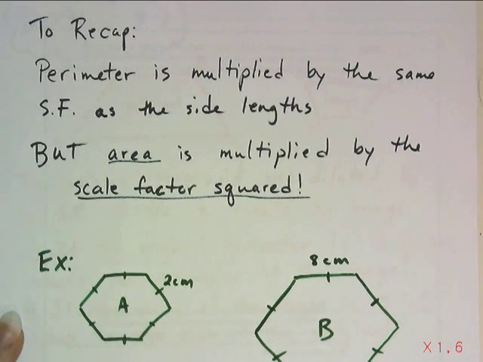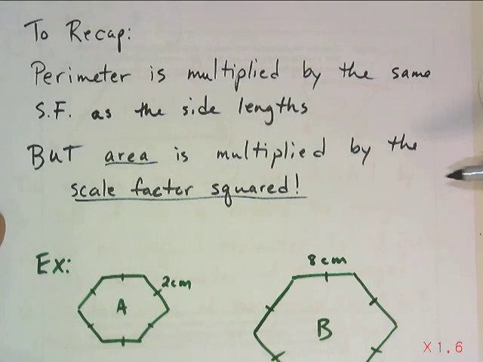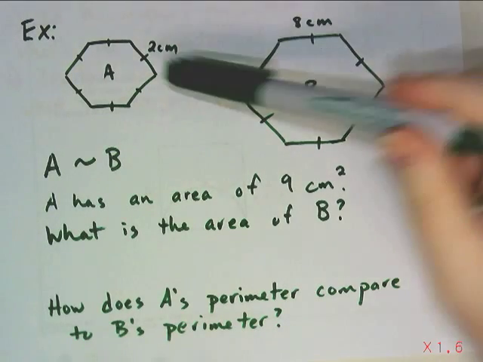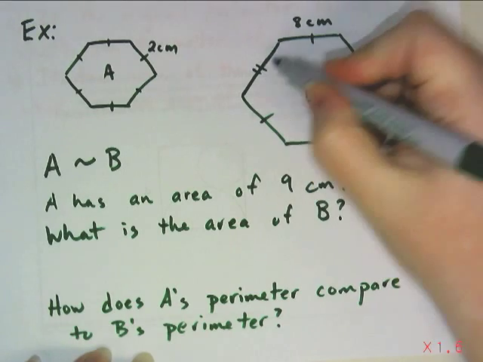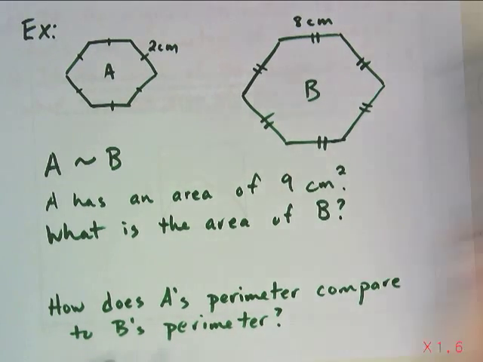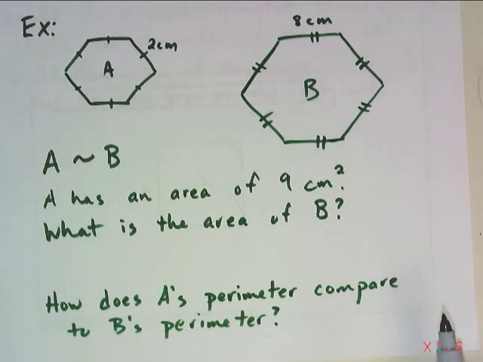So to recap, perimeter is multiplied by the same scale factor as the side lengths, but the area is multiplied by the scale factor squared. Here are some hexagons. And, oh, again, I need to be putting my double markings. So this is a regular hexagon, this is a regular hexagon. I'm letting you know that they are similar.